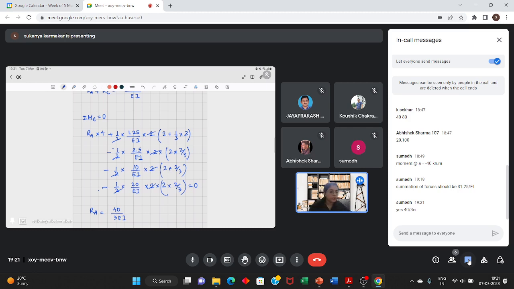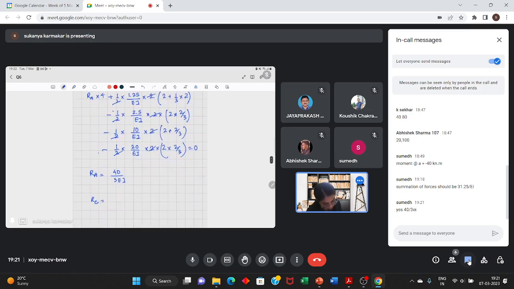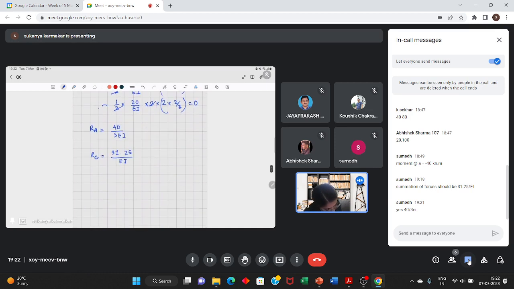This is correct. It should be 40 by 3 EI. Fine. So what will the value of RC be? RC will be 31.25 EI minus 40 by 3 EI. So its value should be 31.25. It should be 17.92 divided by EI. So RA and RC have been calculated.